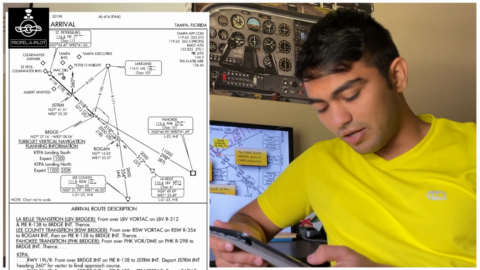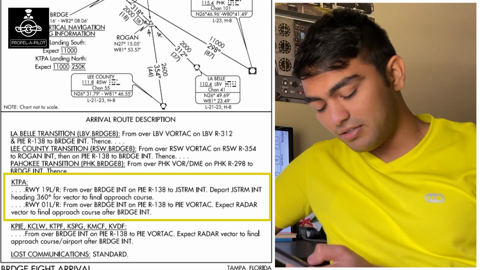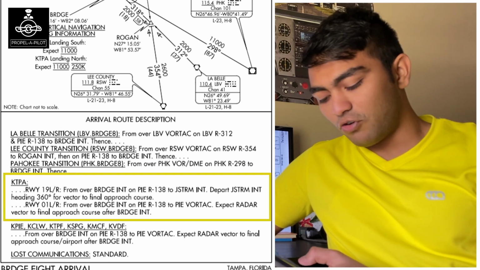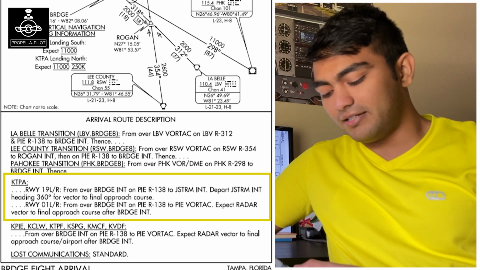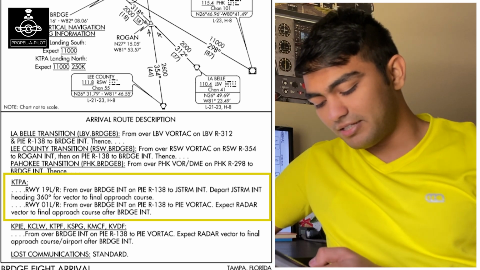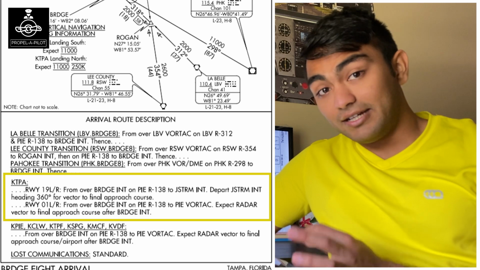Then look at the notes below. If you are going to KTPA, runway 19 left/right: from over Bridge intersection on PIE radial 138 to JSTREAM intersection. Depart JSTREAM intersection heading 360 for vectors to final approach course. So these are the notes for landing in Tampa.